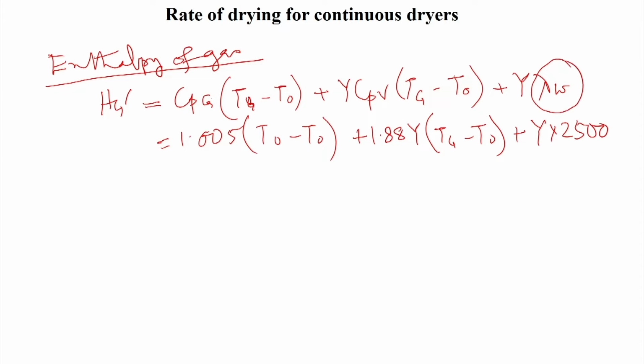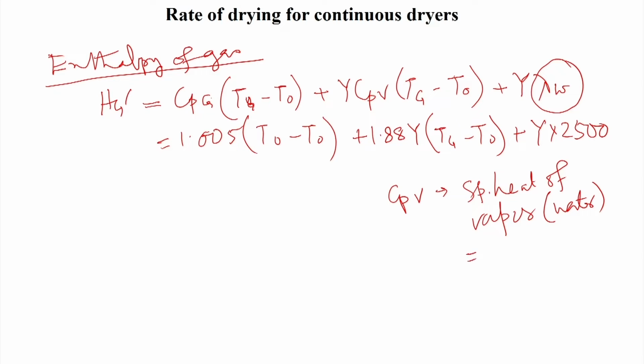Here lambda w is the latent heat of evaporation of water at the reference temperature T0, that is at 0 degrees Celsius or 273 Kelvin, and Cpv is the specific heat of water vapor, equal to 1.88 kilojoule per kg Kelvin.